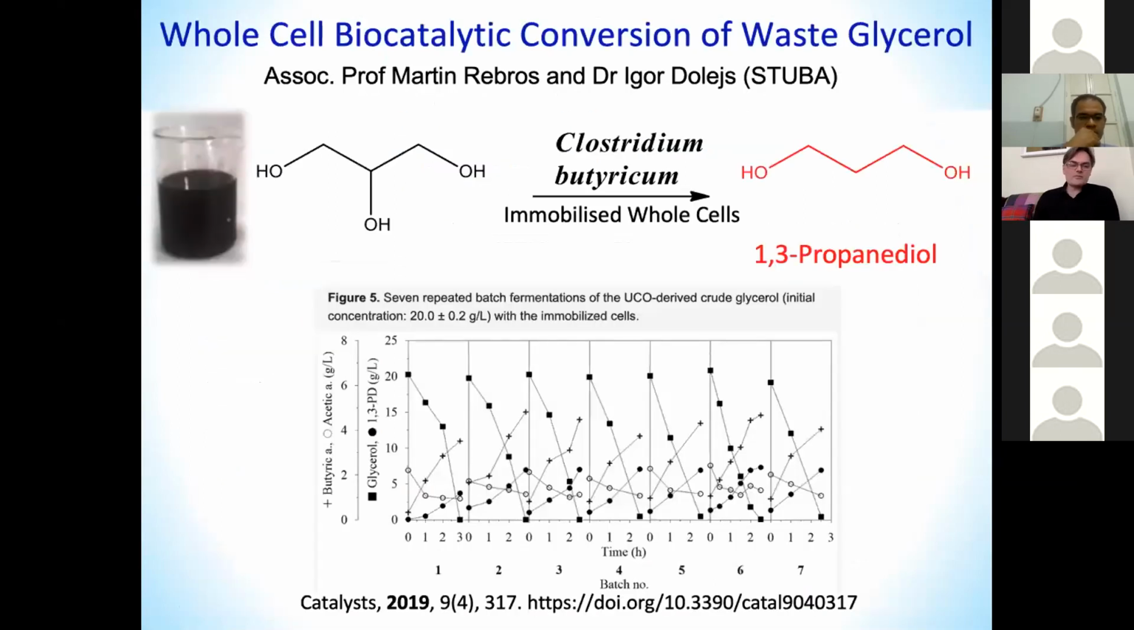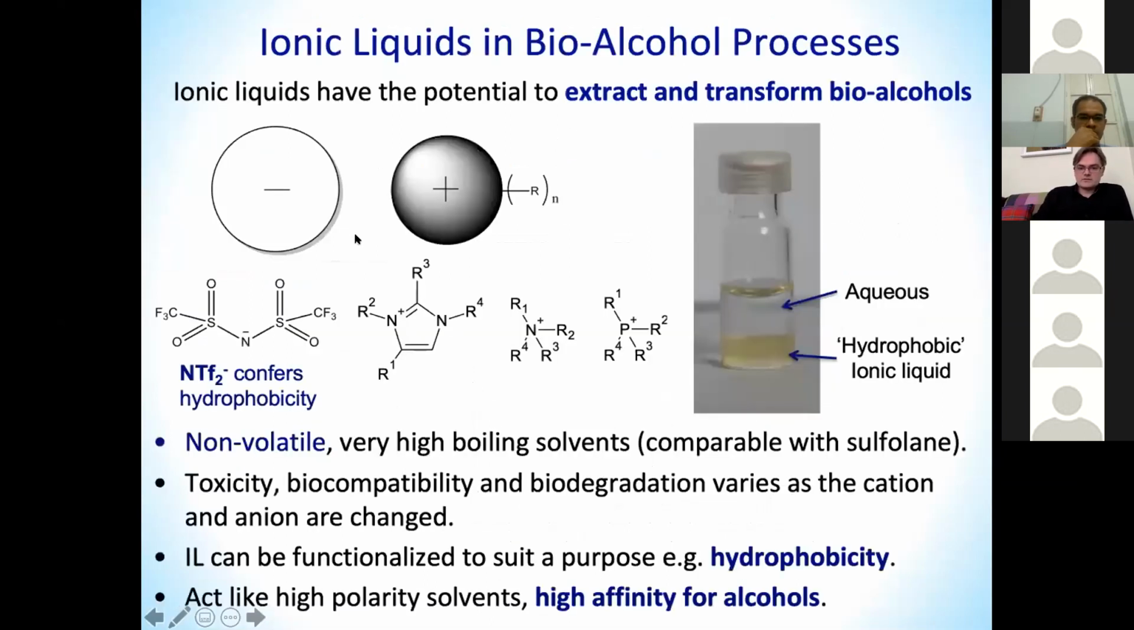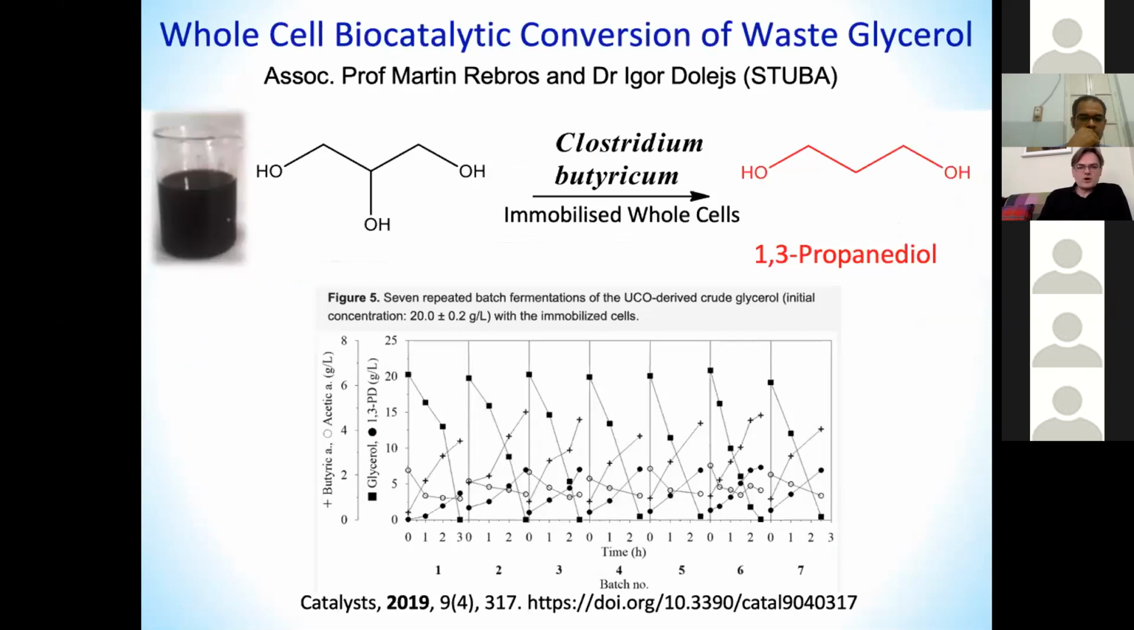So let's look at the first step, the wholesale biocatalytic step. And this was done in the Slovak University of Technology by the group of Martin Rebrosch. And they're able to take glycerol and using Clostridium butyricum, and in particular immobilized Clostridium butyricum, they were able to turn it into 1,3-propanediol. So that's the same product as produced in the DuPont processes. And this just shows you that you could repeatedly feed glycerol in and you got the same response of 1,3-propanediol produced. So that's okay.